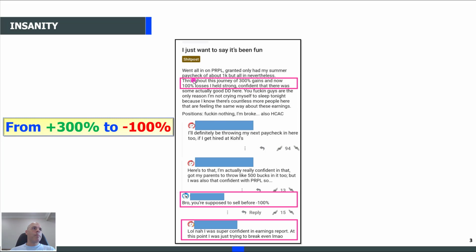But read this comment. Throughout this journey, right, went all in, by the way, just take a look at that comment, went all in on PRPL.